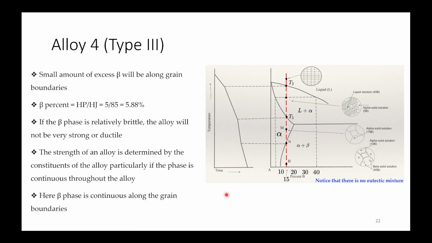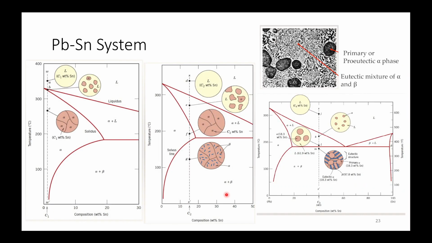Now, this type of phase diagram that we have seen, having partial solid solubility and a eutectic reaction, is seen in the lead-tin system, and this system is very widely used in making solders. Because of the toxicity of lead, it is now being replaced with other systems. In this case, these are various types of alloys.